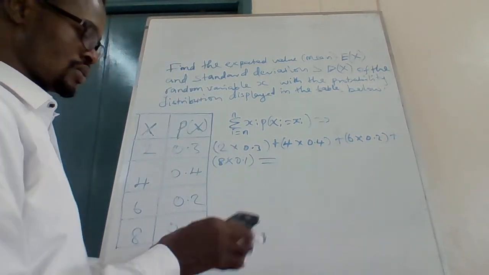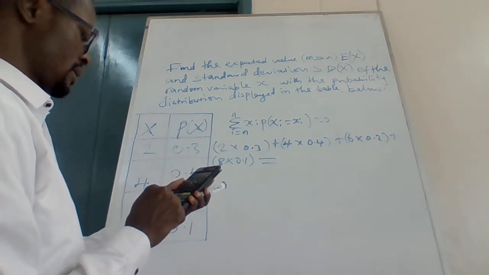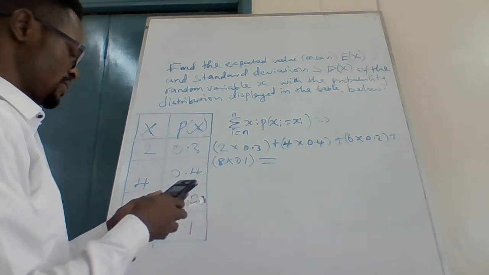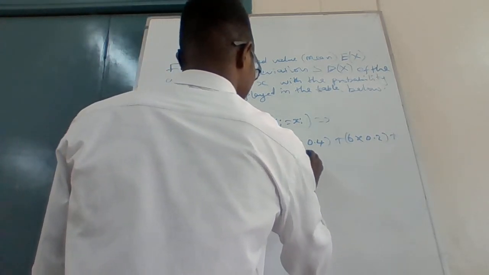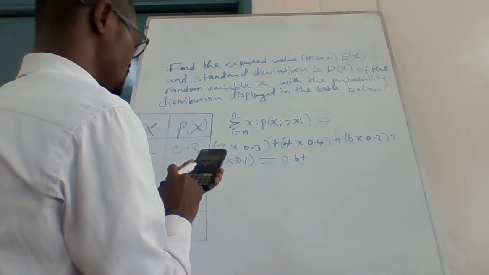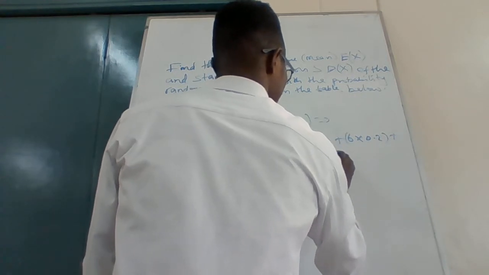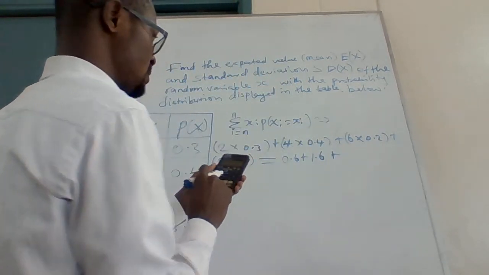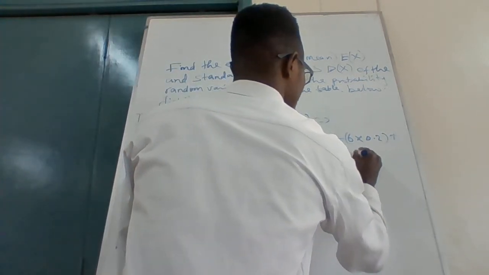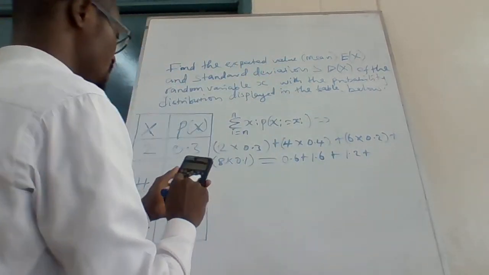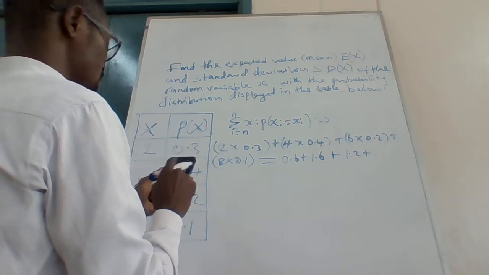So let us see what we will have. 2 by 0.3 will give you 0.6. So this is 0.6 plus, we have 4 by 0.4, which is 1.6, plus we have 6 by 0.2, that is 1.2, plus 8 by 0.1, that is 0.8.